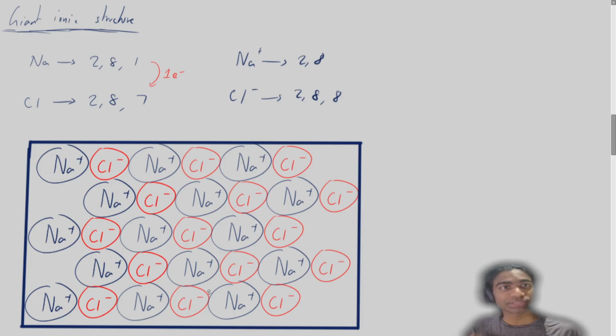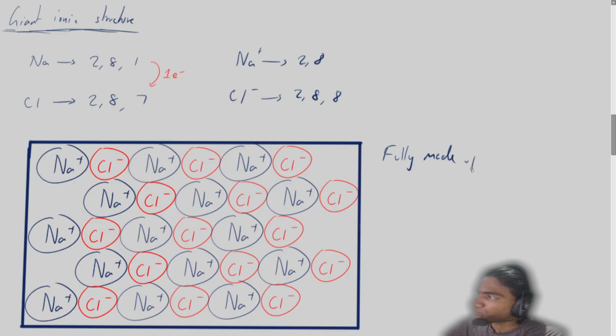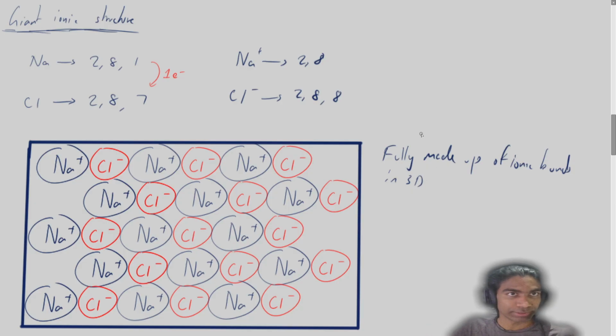Okay, now what I want to emphasize for you here is, in a giant ionic structure, this is an example of a solid. And you can see that over here, the structure is not held at all by any intermolecular forces. There are no intermolecular forces here. Everything is held together by intramolecular forces, which is the ionic bond. So it's fully made up of ionic bonds in 3D. Okay, so this extends outwards in 3D. And what that basically means is, if you wanted to melt this, you would have to break down every individual ionic bond that was present, which takes an insane amount of energy.